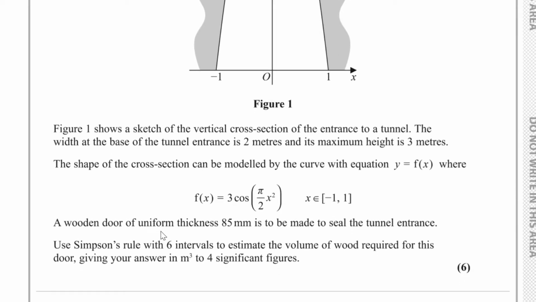A wooden door of uniform thickness 85 mm is to be made to seal the tunnel entrance, and we have to use Simpson's rule with 6 intervals to estimate the volume of wood required for this door, giving your answer in meters cubed to 4 significant figures.